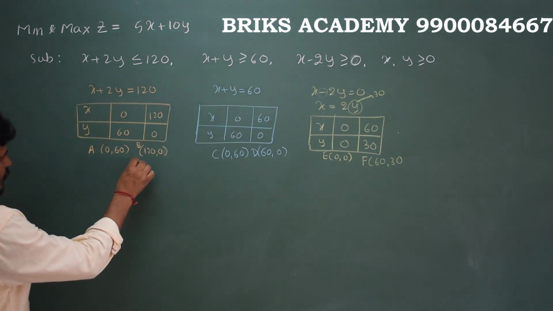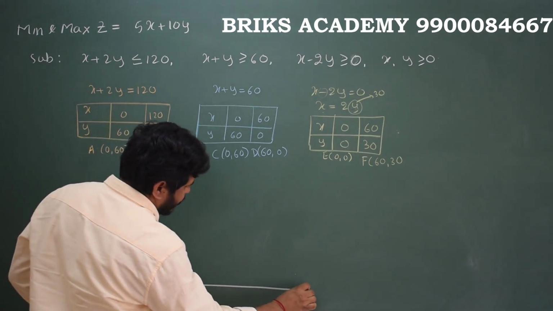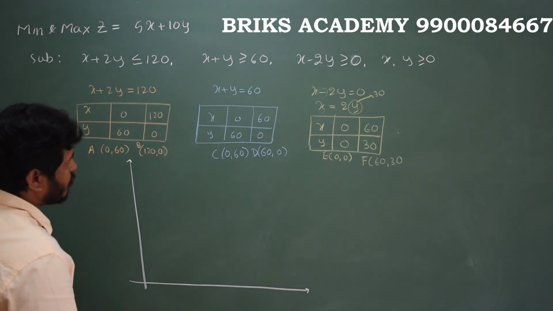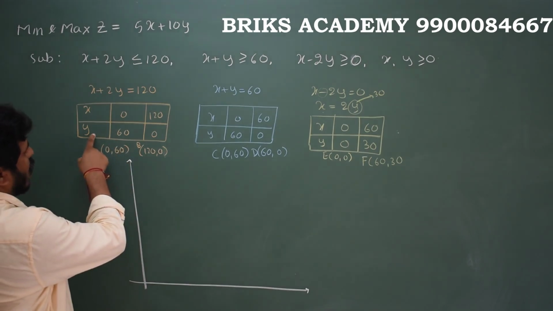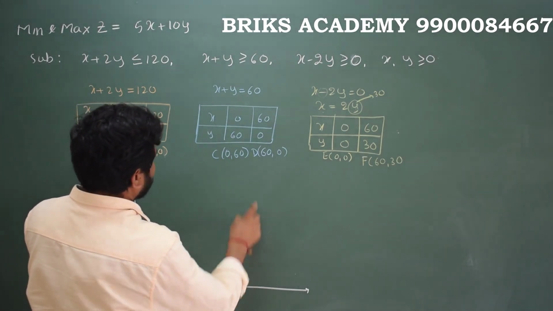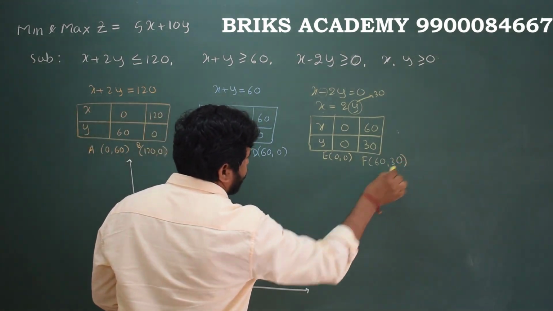Now draw the graph. It is the last condition, x is greater than 0, y is greater than 0. So it should be in the first quadrant. On the y-axis, up to 60 I need.